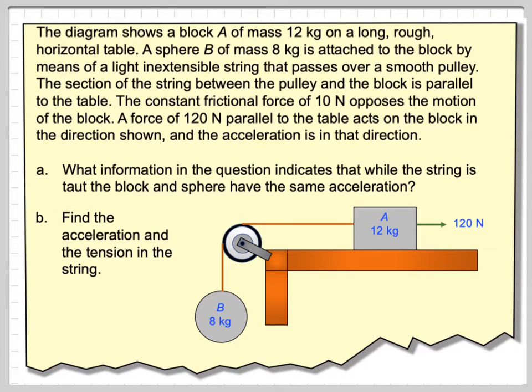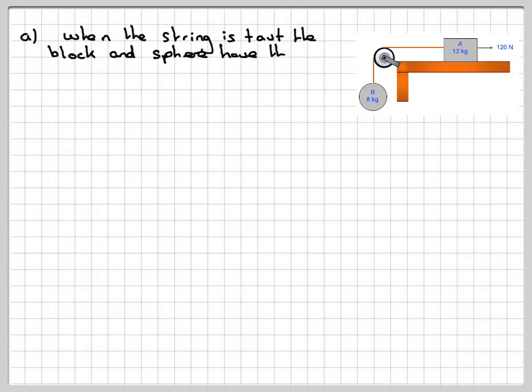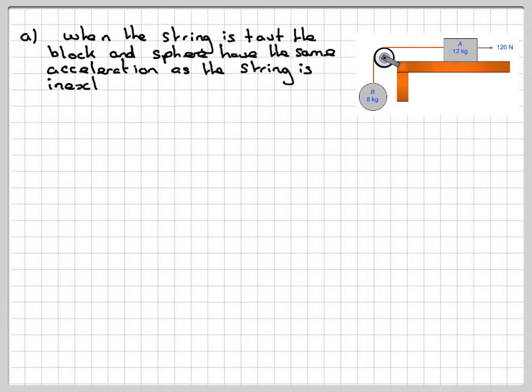The important thing to realise is that the whole thing is moving in this sort of direction, mainly because it says the acceleration is in the same direction as the 120 newton force. Okay, the answer to the first part is that when the string is taut, the block and the sphere have the same acceleration as the string is inextensible. So this is what we're looking for here, i.e. there's no stretch in the string, and therefore they have the same acceleration.